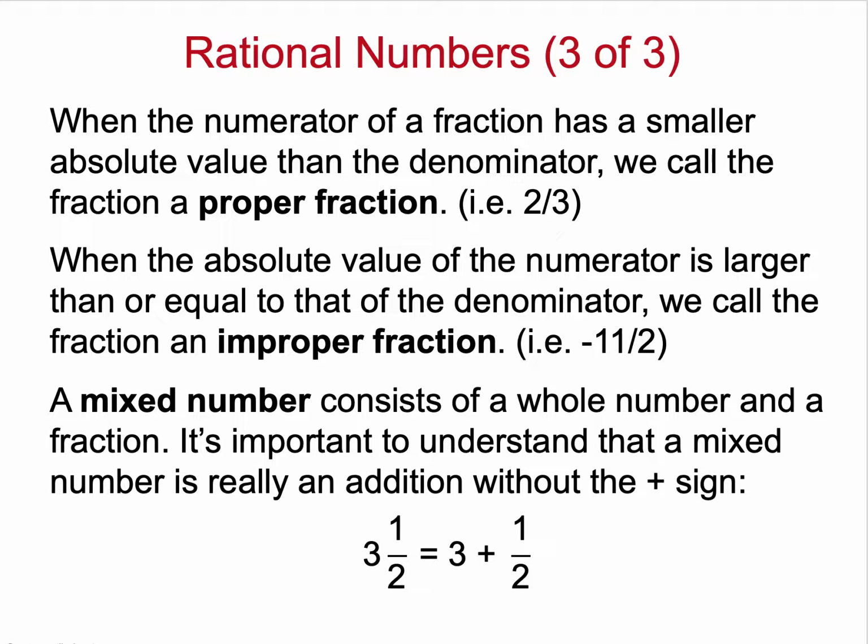So when we're faced with an improper fraction and we can't reduce it any further, we write them as mixed numbers. And a mixed number is mixed. It has a whole number as well as a fraction. And it's important to understand that a mixed number is really the whole number with an addition of the fraction. So if I do negative 11 divided by 2, and I want to write that as a mixed number, I know that 2 goes into 11 5 times with the remainder of 1. So this would be 5 and 1/2, or in this case negative 5 and 1/2.